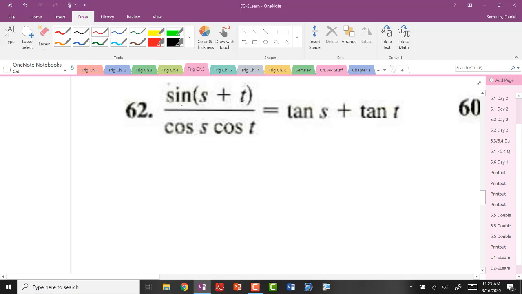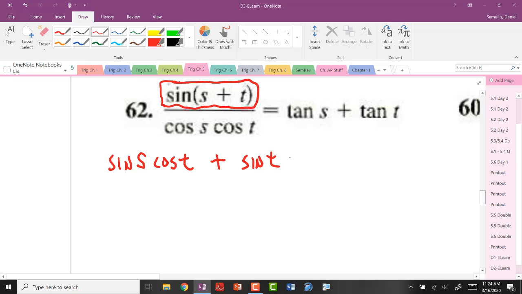And you should say to yourself, okay, well, I can at least do this. This is the rule I just learned. It's the sum rule for sine. So if I do something with that, let's just do that and then see what happens. The sine sum rule is sine of s cosine of t. I hate s's and t's for variables. Plus sine t cosine s.